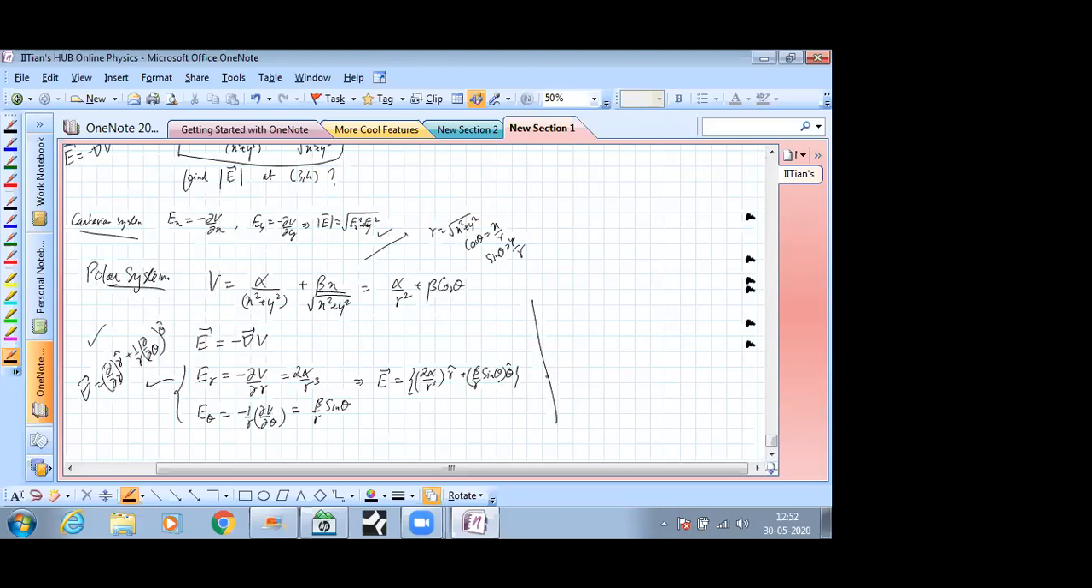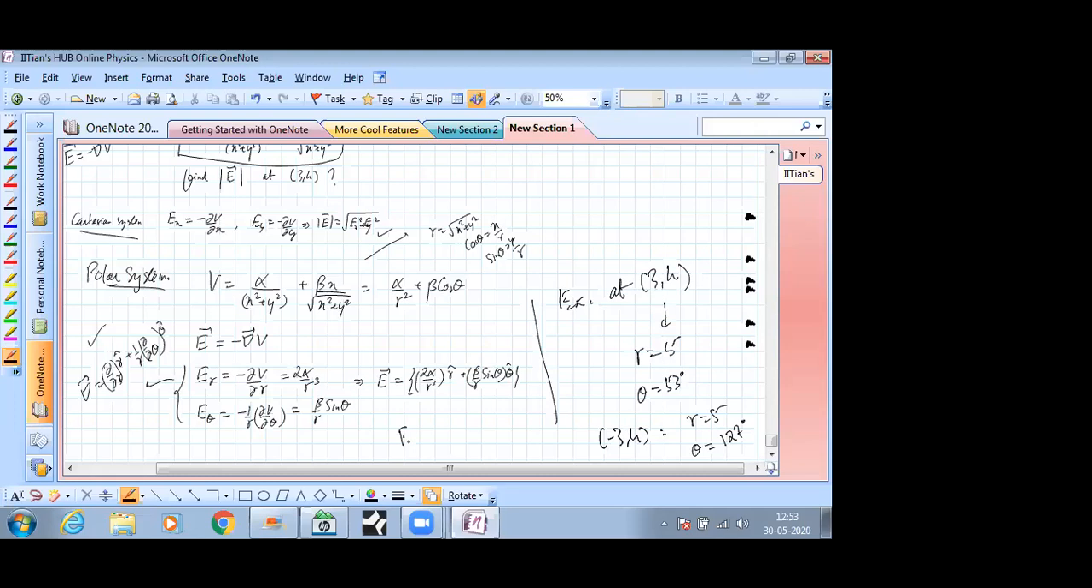Okay, so now, for example, at the point 3, 4, your r will become 5 and your theta will become 53. If it was, for example, minus 3, 4, your r would still be 5, but your theta would become, so it would become second quadrant. So it would become 180 minus 53. It would become 127. So you substitute r and theta over here and you get the components.